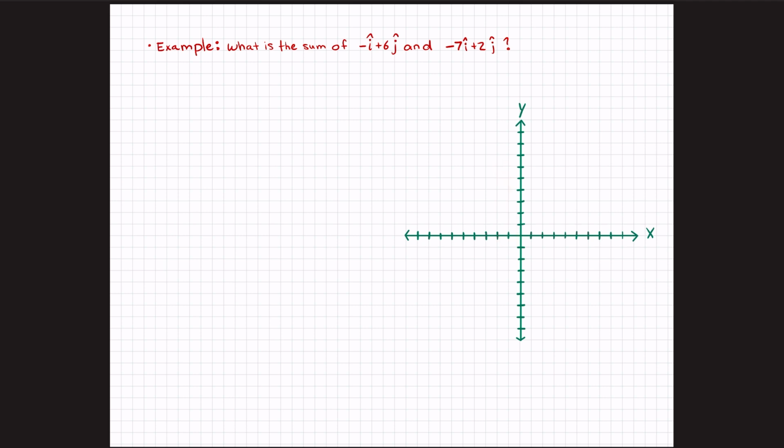So that's going to look like 1, 2, 3, 4, 5, 6 right here. So I have a vector right there, negative i hat plus 6j hat, and I'm going to connect my vector to the origin, and I'm going to make sure I have a little arrow there. This is that first vector.